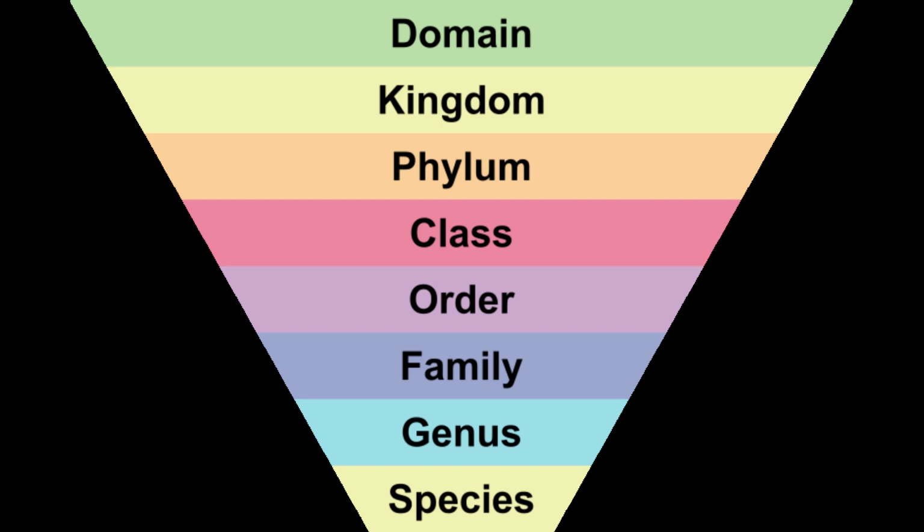All right, next criterion, reproductive viability. Reproductive viability is the ability of two organisms to interbreed.